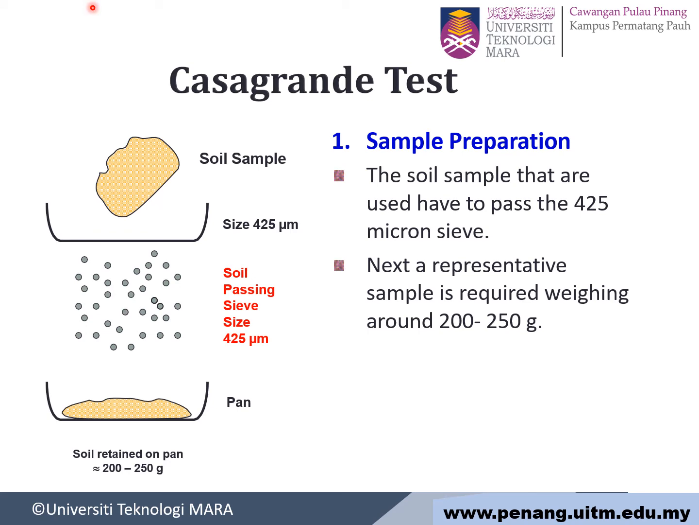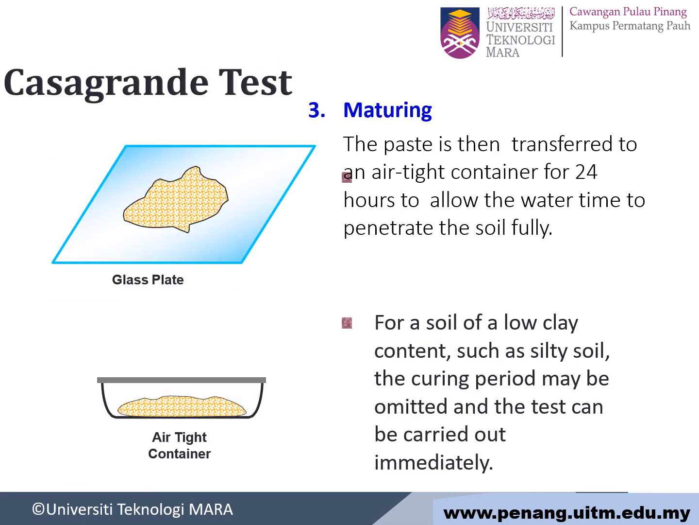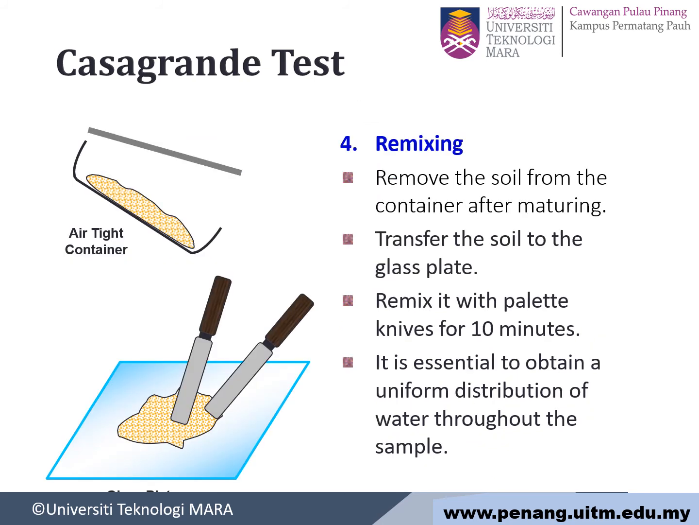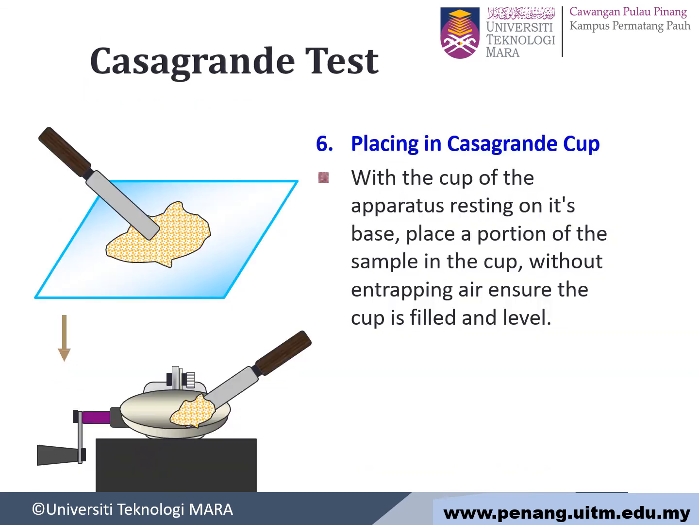First is the explanation for sample preparation. Step 2, mixing with water. Step 3, maturing. Step 4, remixing. Step 5, setting up the equipment. Step 6, placing soil in the Casagrande cup.